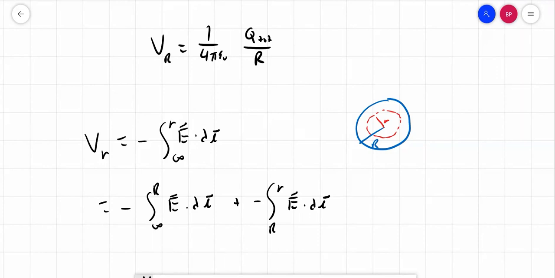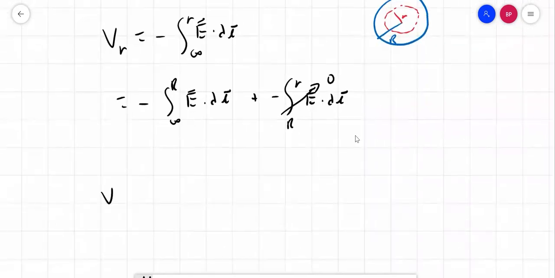Okay, so this is inside of our sphere here, but on the inside of our sphere, the electric field is 0. We just calculated that. So this term is 0. So the voltage for some r that's less than capital R is just this thing. But this is exactly what we already calculated. It's 1 over 4 pi epsilon naught times the total charge divided by capital R. So this is for little r less than capital R.